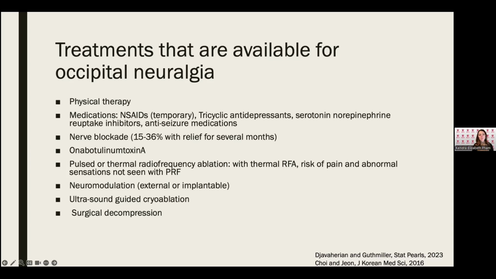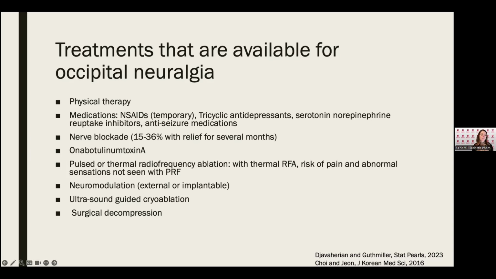And so they may recommend something called pulse radiofrequency or thermal radiofrequency ablation. Effectively with those treatments, they are using heat or electrical stimulation to stimulate that nerve and kind of desensitize it or turn it down a little bit.